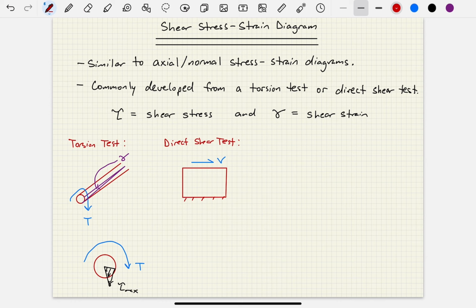Now what's going to happen is this block is going to deform, all right? So it's going to maybe deform something like this, okay? And this angle of deformation, that's going to be shear strain gamma, okay? Now, the shear stress that develops, which we'll call tau, is going to be equal to that shear force V over the cross-section area of that block.